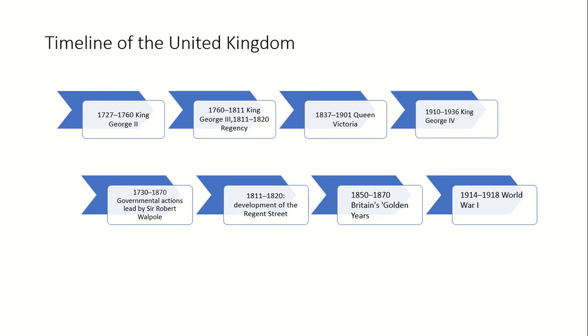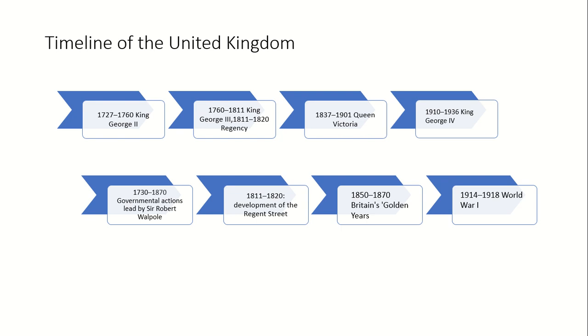1727 to 1760 was the reign of King George II, whose governmental actions were mostly led by Sir Robert Walpole. Later, after King George II died in 1760, King George III continued the Georgian reign. However, it would be cut short due to his death in 1811. There would be a 9-year regency period. During that time, the development of Regent Street would start under John Nash.